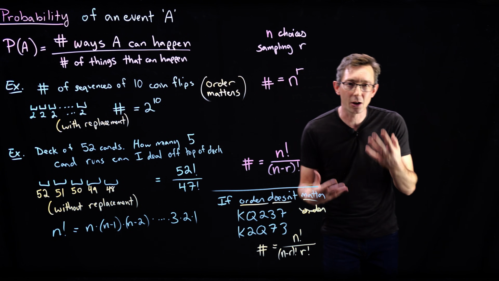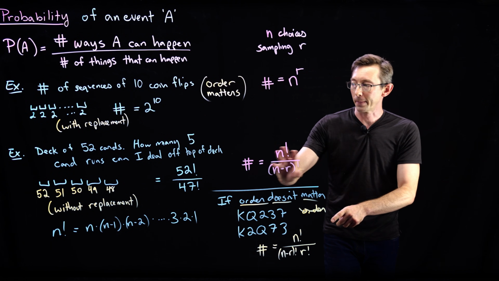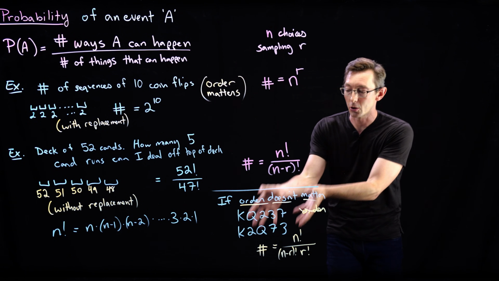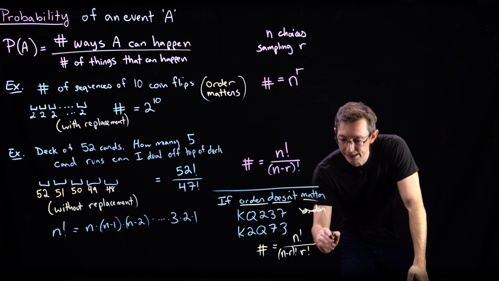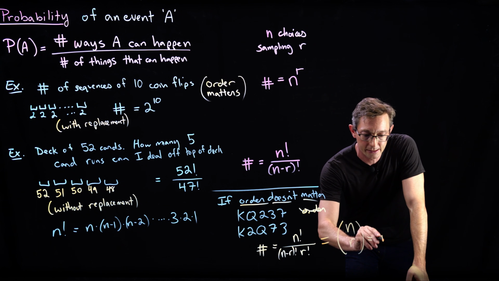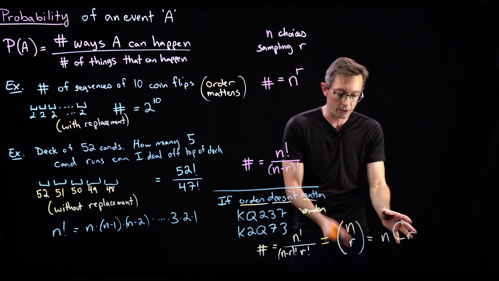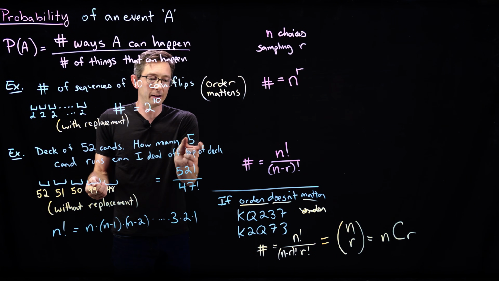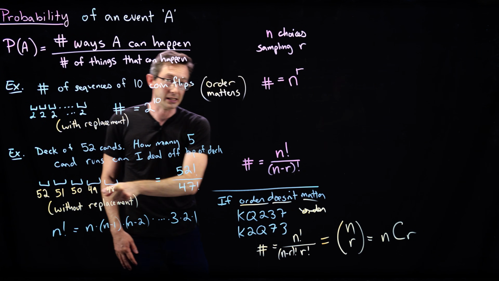So I want you to slow down and think about that. This is a really, really important point. This is the difference between total sequences where order does matter and total hands where order doesn't matter. And this is a really, really important number. This number is called n choose r. Sometimes we write it as N choose R. It's a really important shorthand we use to calculate hands of R samples out of N choices without replacement.